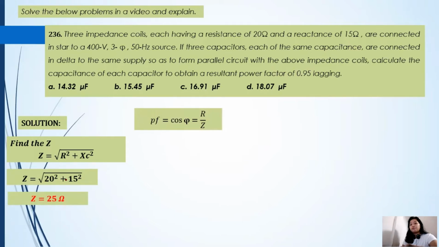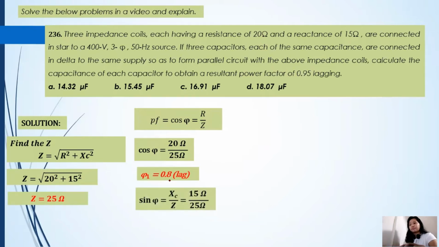Next is the power factor. So our power factor is cosine phi, which is equal to R over Z. Our R here is 20 and our Z is 25. So 20 over 25 gives our phi 1, which is 0.8 lagging. So that is for the phi 1.